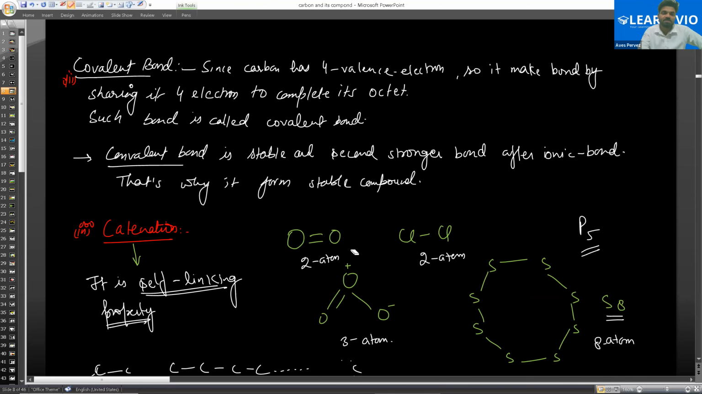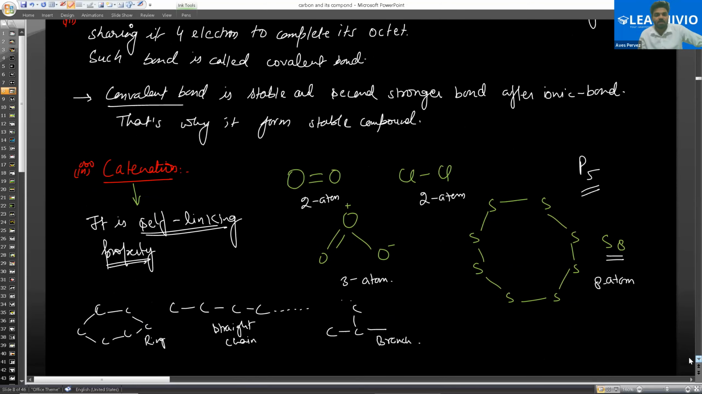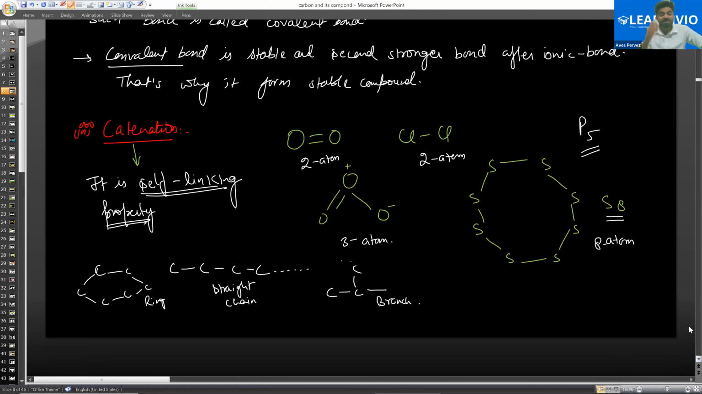Moving to the next portion: what is catenation property? Catenation is a self-linking property of an element, the property by which an element can make bonds with its own type of atoms, the same kind of atoms. For example, oxygen shows catenation in the oxygen molecule up to two atoms. Chlorine shows it up to two atoms. In ozone, oxygen shows it up to three atoms. In sulfur, it shows up to eight atoms. Phosphorus shows this property up to five atoms.